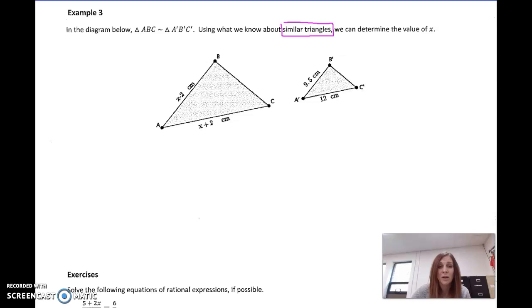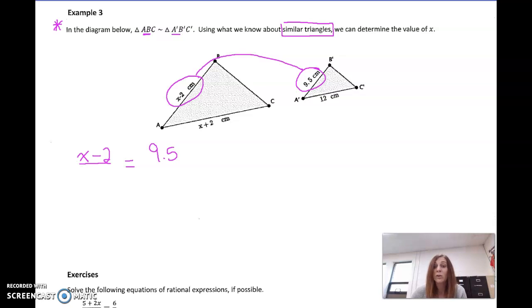Pick one of your unknowns. I am going to pick x minus 2. And again, I'm going to star this one here because you're going to want to see one like this on your homework. This right here, AB, is going to correspond to A prime, B prime. Okay, these two sides are the same. So as I set up my proportion, I kind of say, well, these two kind of go together. There's different ways we can set up a proportion as long as we keep them lined up horizontally or vertically. So I could put the 9.5 underneath if I wanted to.